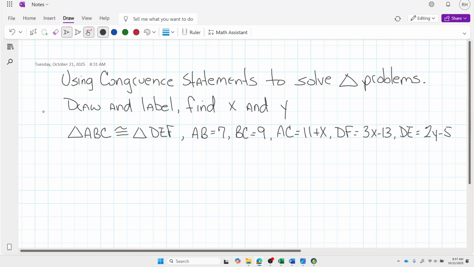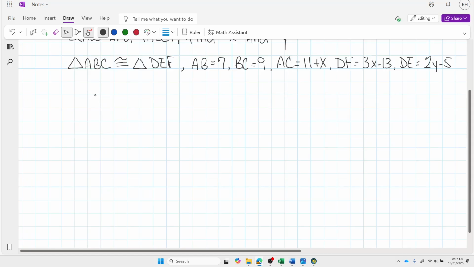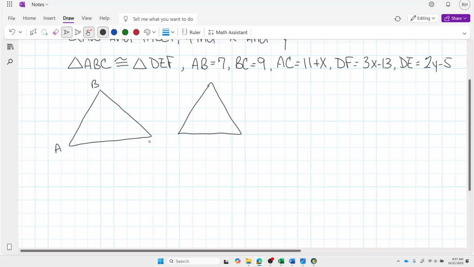All right, so the next step is to draw. So just draw a triangle and then draw another triangle next to it. You're going to label the triangle on the left ABC. The triangle on the right is DEF.